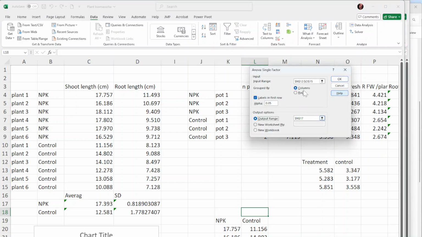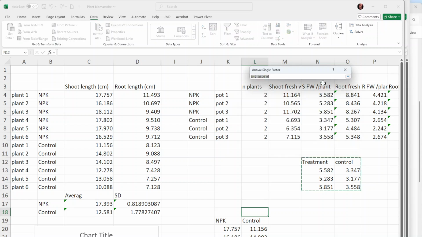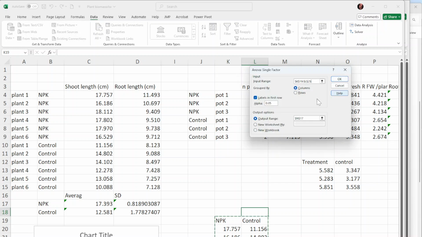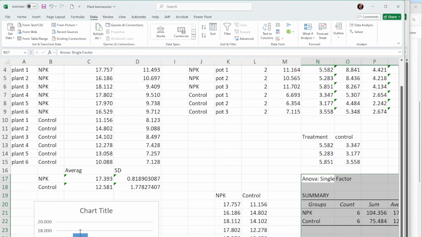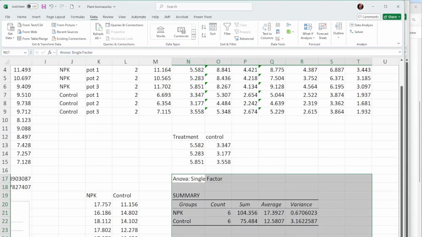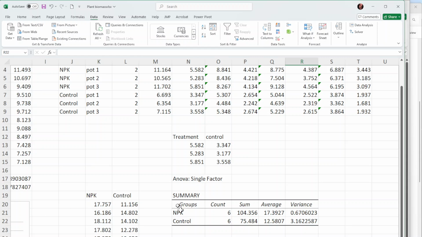And you select the range of what you're going to analyze. For example, select this range here, and you say my labels are in the first row. You have to have this one clicked. The labels are in the first row, and you click OK. When you say OK, the results from this ANOVA appear here on the side. The important thing you want to look at is this p-value here.